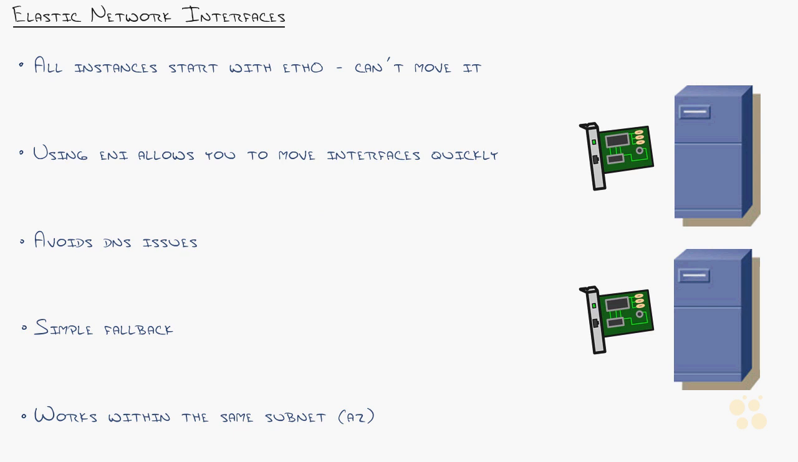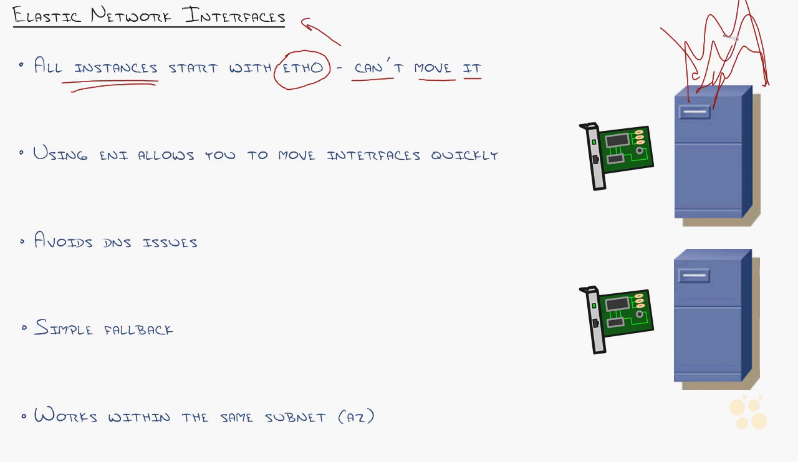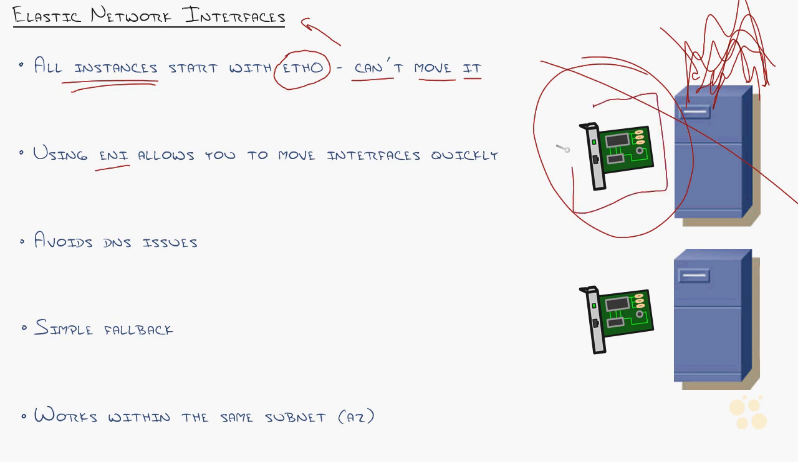Now let's talk about another component of high availability, and that is the elastic network interfaces. Every single time you spin up an instance in AWS, it will start with ETH0. That is the built-in network card of the instance, or virtual network card of the device, right? You cannot move that. It is fixed to that instance, which means if that instance goes down in a blaze of glory, or the host server that it's on, you lose the network card with it and everything goes down. That's bad. Using elastic network interfaces allows you to move the interfaces quickly, meaning the interfaces are detachable.